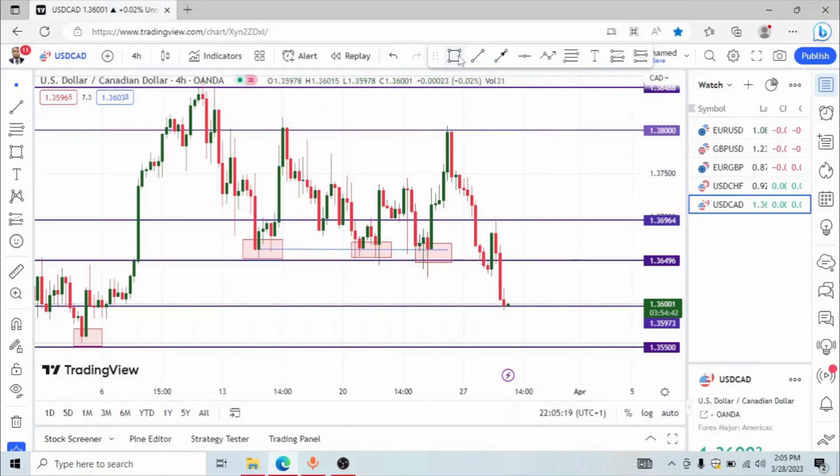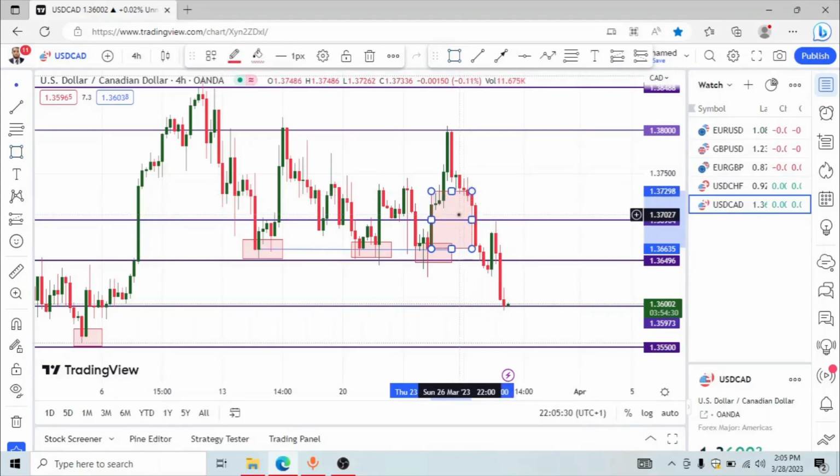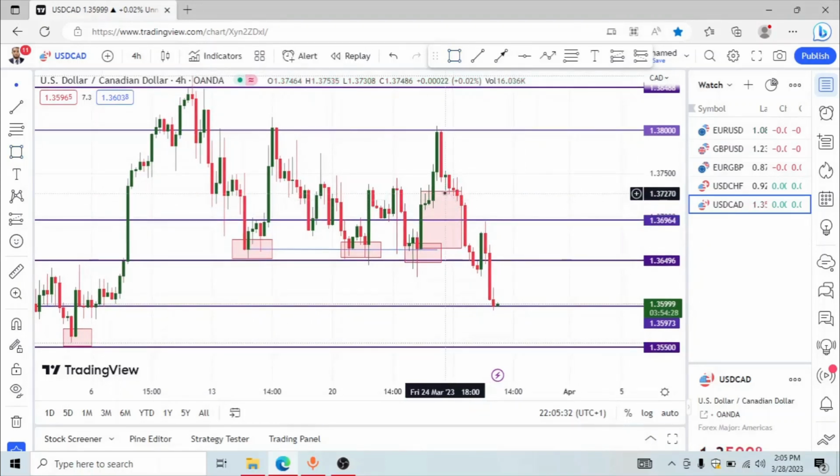All you need to do is draw this one, the size of this candle. Take the size of this candle, look at it. Yeah, so this is the size of this candle. Pick it up, the size of this candle. Okay, great. So pick it up, then take it up.